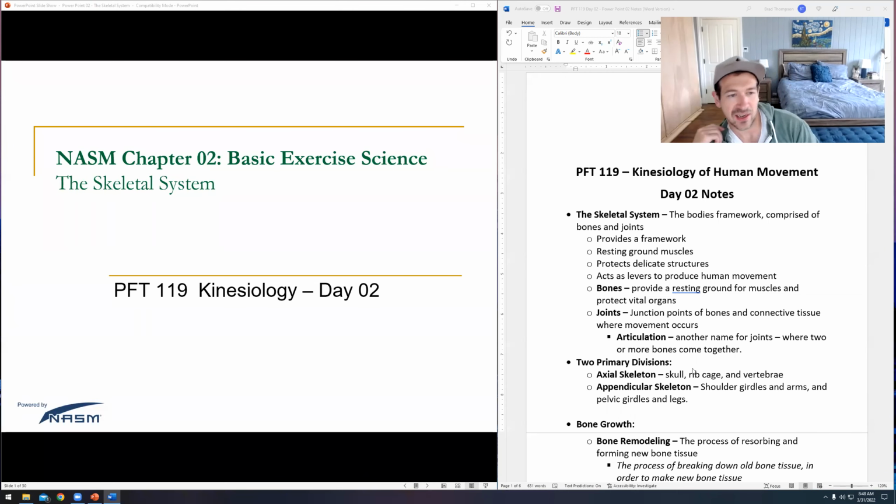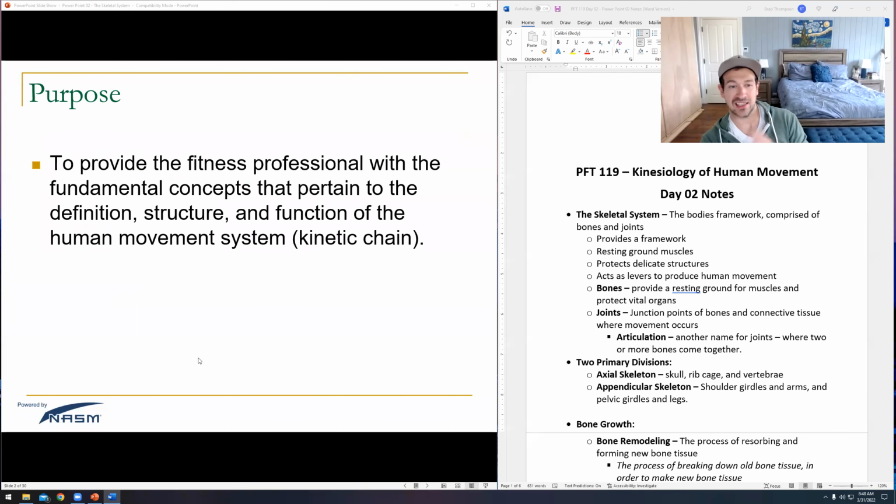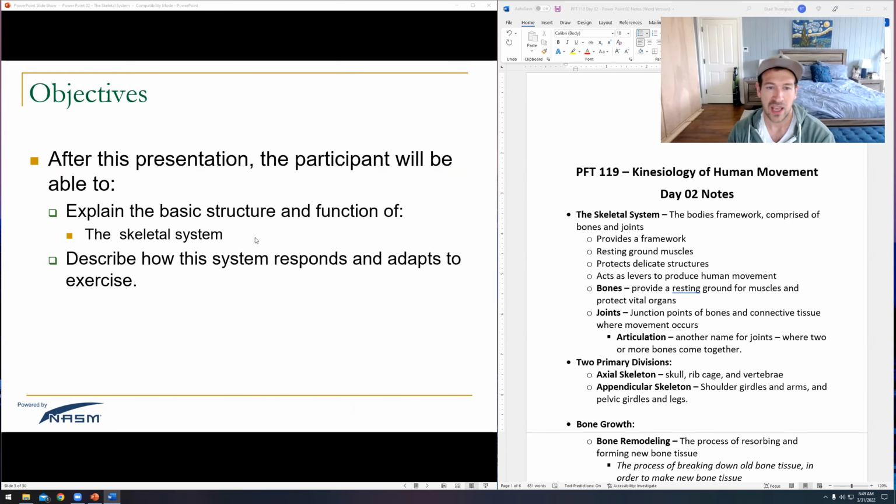All right, so today we're looking through our skeletal system. The purpose of today's lesson is to give you a pretty good understanding of not only being able to define what we mean when we're talking about different divisions of our skeletal system, but also what those structures are and how they function as it relates to our movement, right?